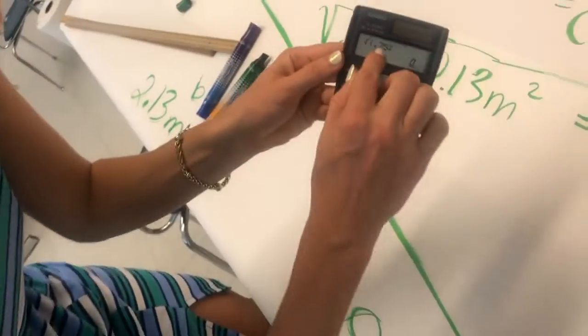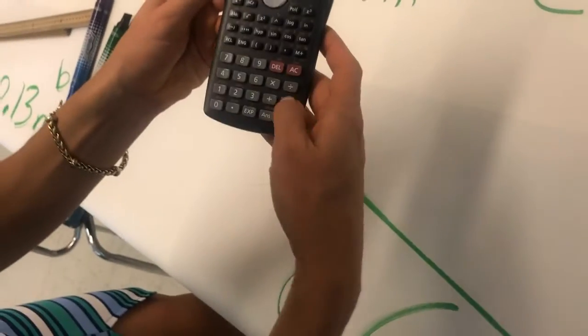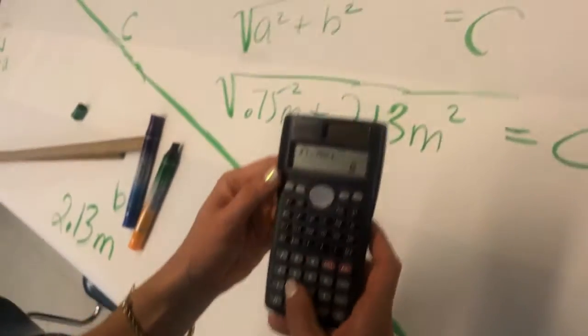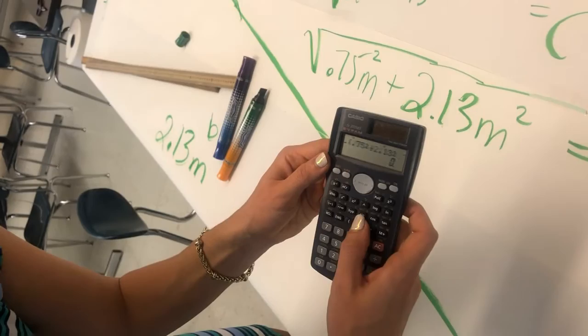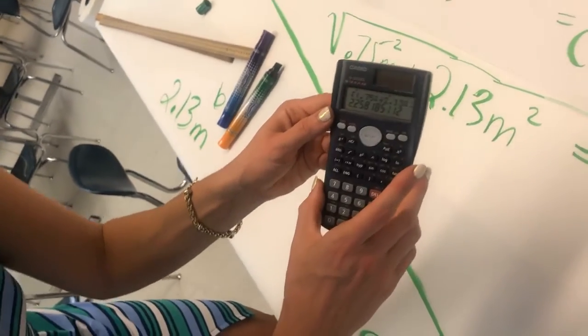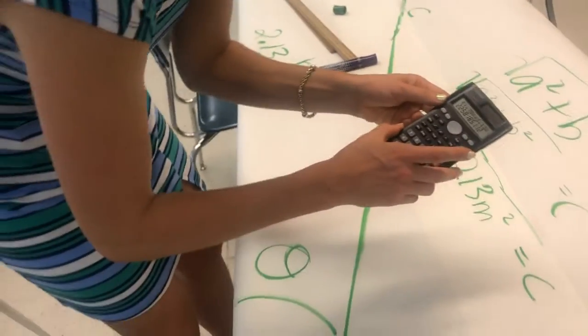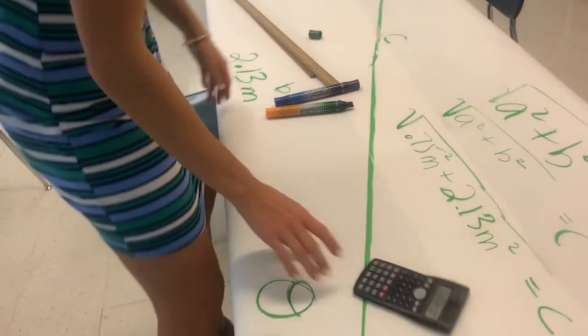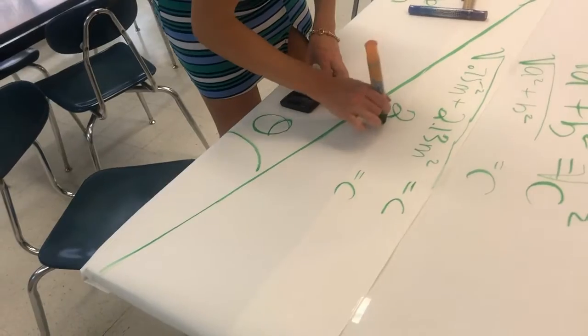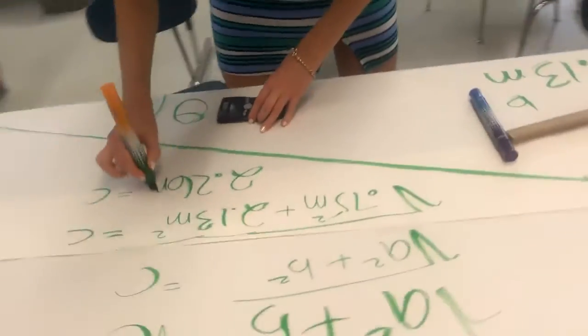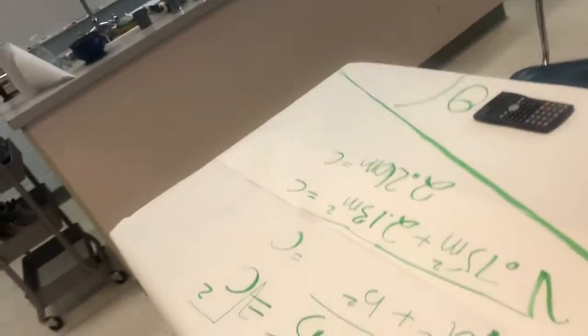There you go. 0.75 squared plus 2.13 squared. And then I close this one, right? Yep. Close the door. Enter. 2.26. C equals 2.26 meters. So that's this guy right here, right? Yeah.